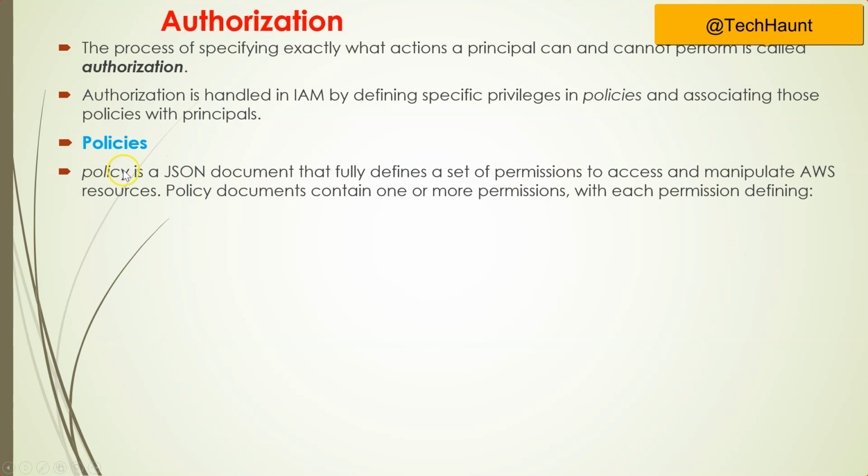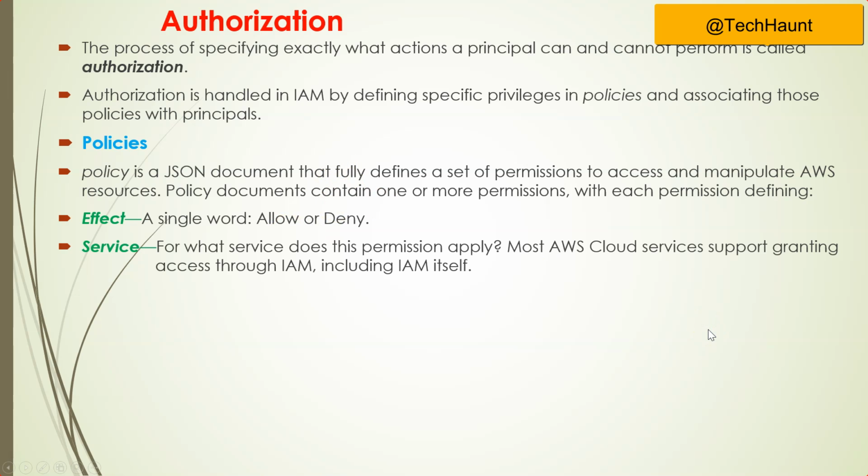Policies are nothing but JSON files in AWS. If there are any questions in your exams or even in your day-to-day life, policies are always JSON documents. There are no other options in AWS, so if you know JSON, it's going to be good for you. A policy is a document that fully defines a set of permissions to access and manipulate AWS resources. Policy documents contain one or more permissions, with each permission defining the effect, services, and resources. The effect is a single word, allow or deny, whether you are going to allow or deny access to your resources.